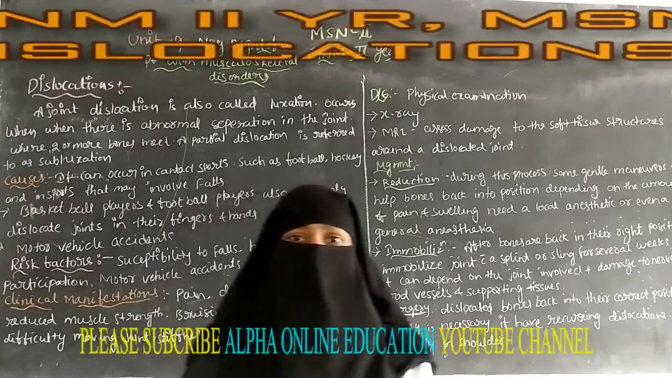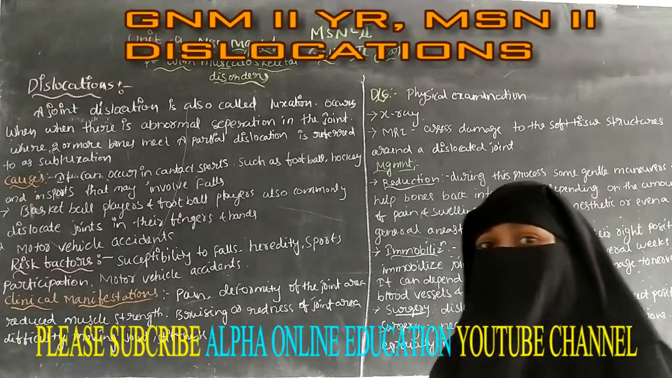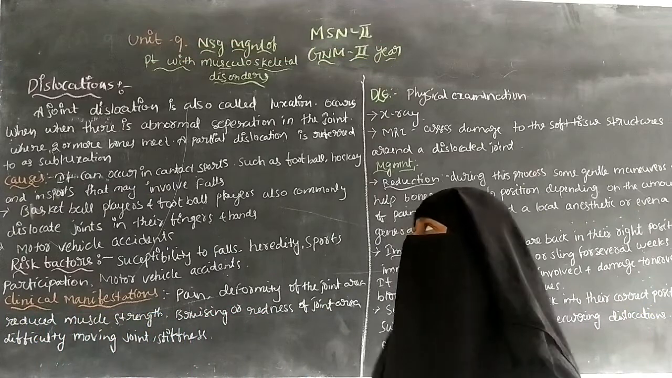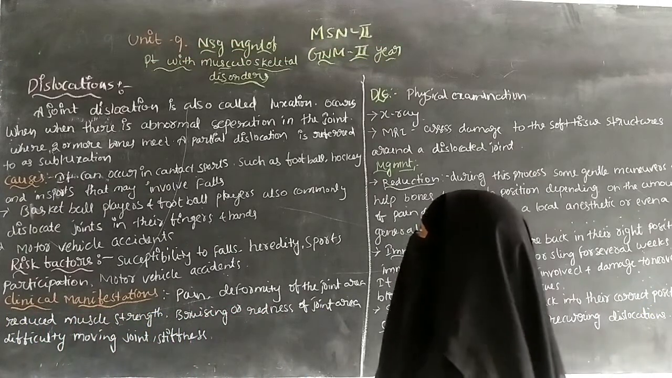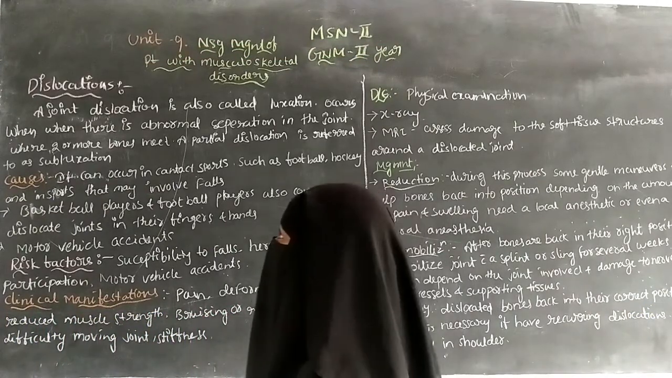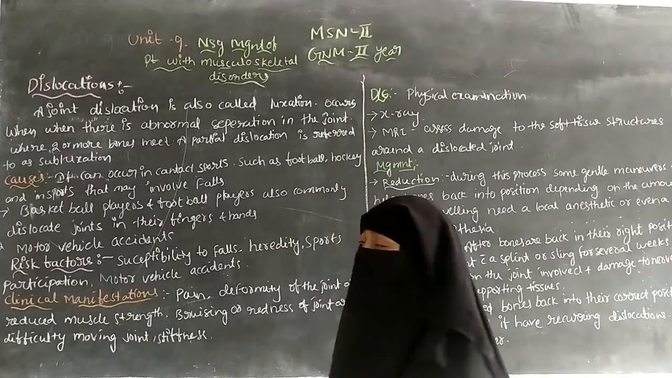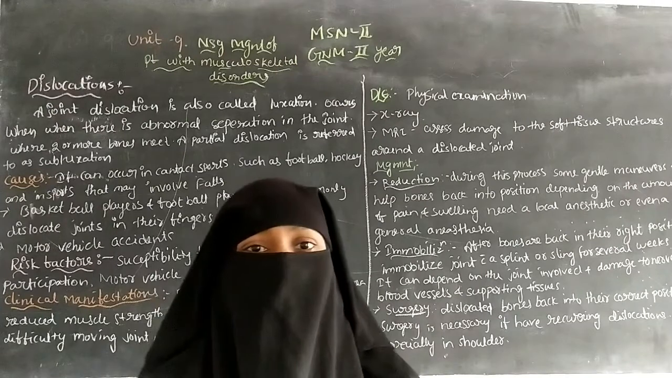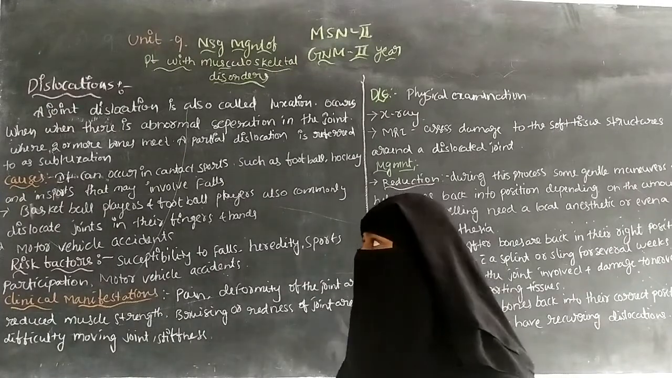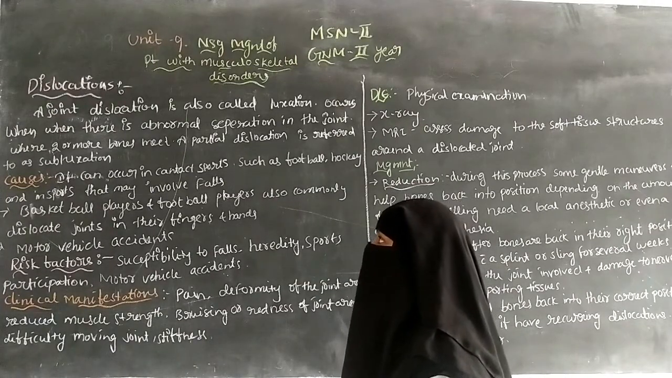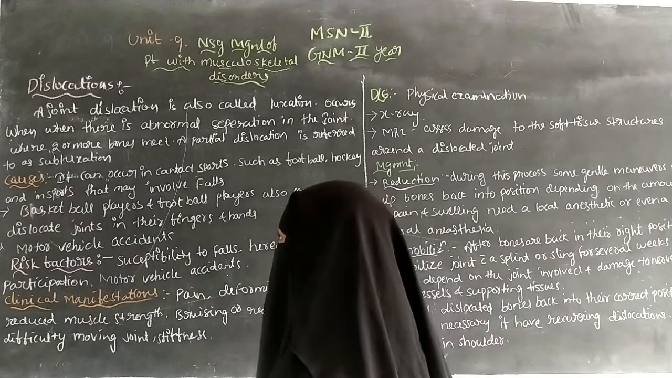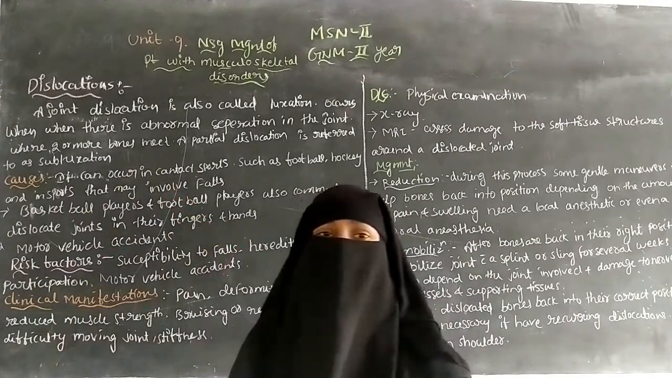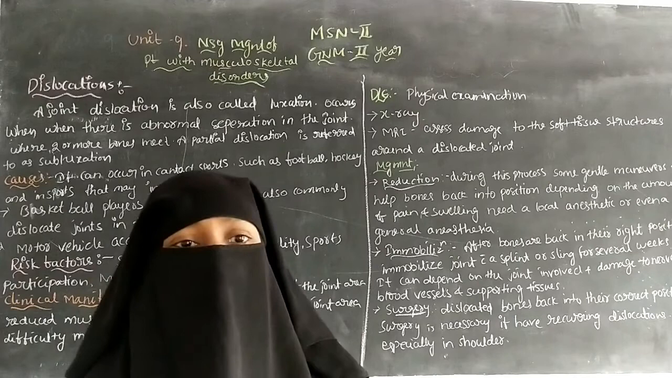Hi everyone. Today I am going to discuss medical surgical nursing 2 for the GNM second years. In this medical surgical nursing, we are going to discuss Unit 9, that is nursing management of patients with musculoskeletal disorders. In this, we are discussing the abnormal conditions. In this one, there is dislocation. So today's topic is dislocation.